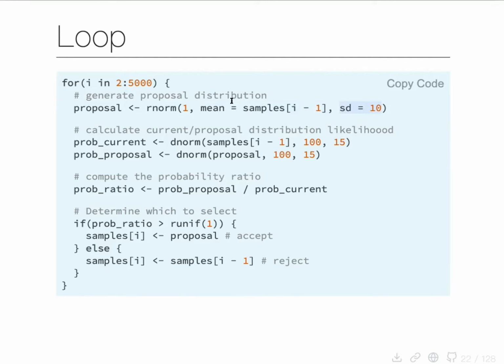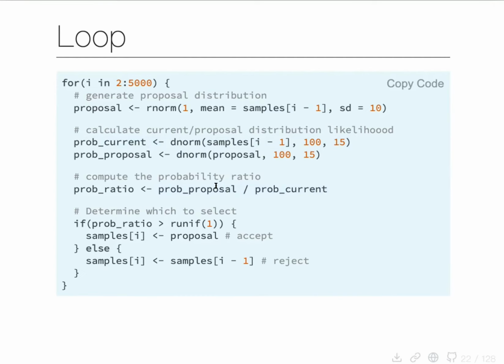Then we're going to calculate the current and proposal distribution likelihood. I'm going to say, give me the likelihood of the current state, which is dnorm of samples[i - 1] with a mean of 100, which is our observed data point, and a standard deviation of 15, which is our known standard deviation. That's for our current. For the proposal, it's just going to be dnorm of proposal, this thing we did right here, with the same parameters. Then we compute the probability ratio, so we take the proposal and divide it by the current.